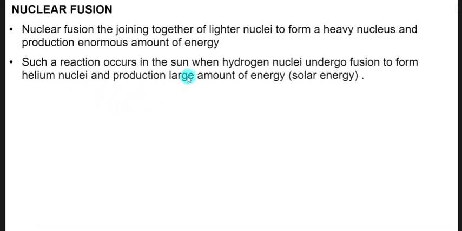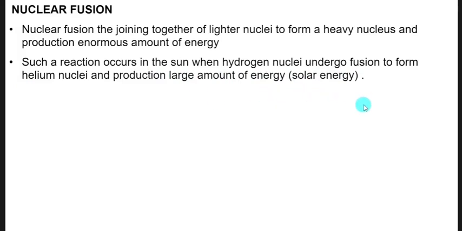So here it's the opposite. In this situation, there are two or more lighter nuclei joining together, and as they join together, they produce an enormous amount of energy. Such a reaction is called nuclear fusion. Such a reaction occurs in the sun, when hydrogen nuclei undergo fusion to form helium nuclei, with the production of a large amount of energy, or solar energy.